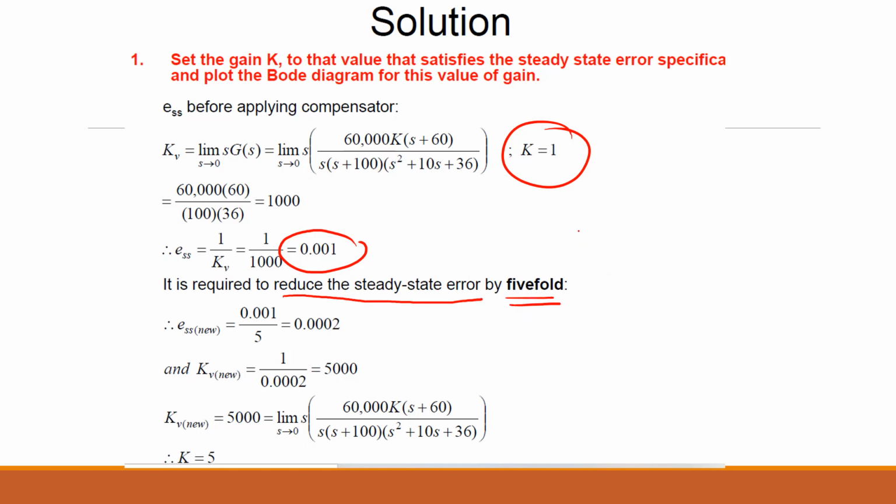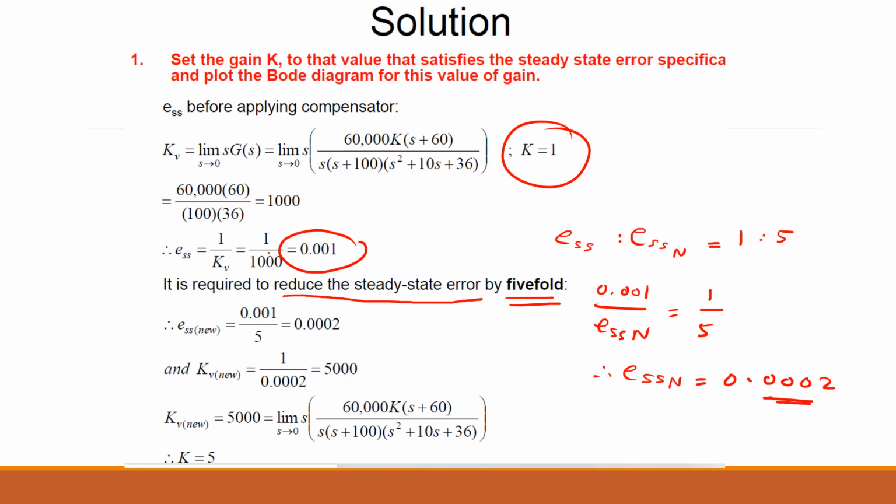Meaning that the ESS old to the ESS new is in the ratio of 1 to 5. So ESS old we get 0.001, and ESS new is equal to 1 over 5 of that. So we get ESS new is 0.0002.